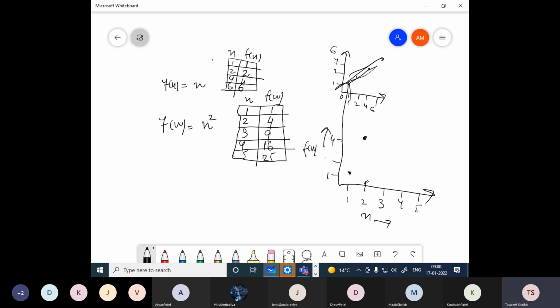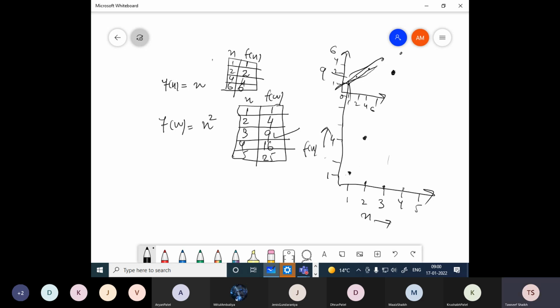Again, when we draw n is equal to 3, the corresponding f(n) value is 9. So it is 4, 5, 6, 7, 8, 9, like here. We will go from this side and see where the 9 lies. It will be like here. Accordingly, when we put n is equal to 4, the value 16 will be like here.